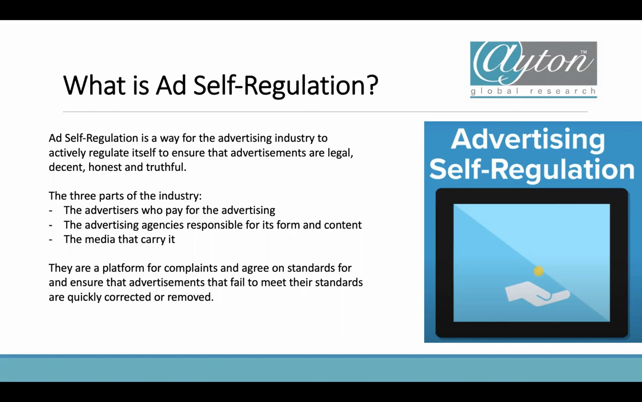So if you have a consumer or a competitor who doesn't think that your claims are truthful, that they are honest, or that you have evidence to substantiate them, they will complain to the advertising authorities, who will then investigate your claims, and investigate the evidence that you hold to support them as well. So that's the main thing to be concerned about.